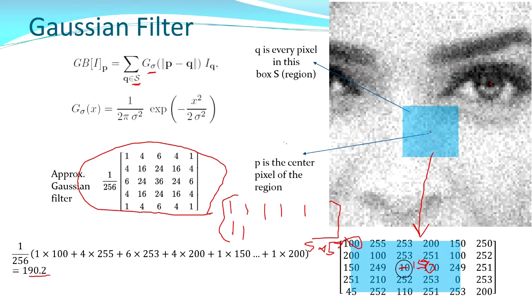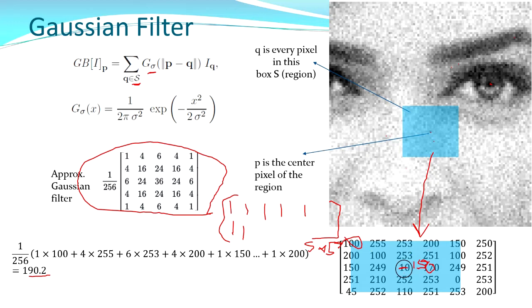So the P over here is going to be fixed. It is the center pixel of the region. So over here the 10 was my P. Now Q is every pixel in this box S. So once Q will be 100, then Q will become 255, then it will become 253, then 200, then 150, 100, 251, like this. Every pixel Q will take the value of every pixel that is in this region S.